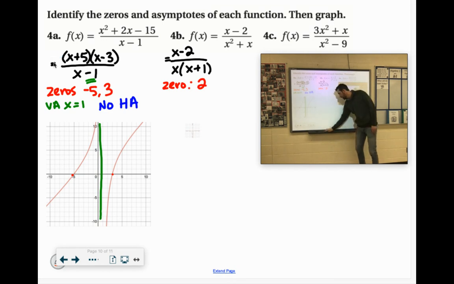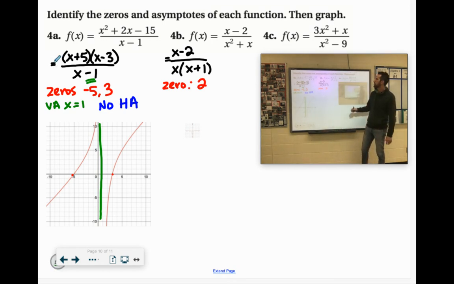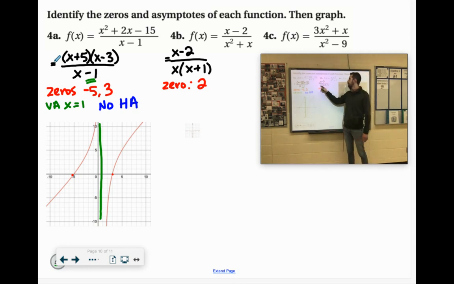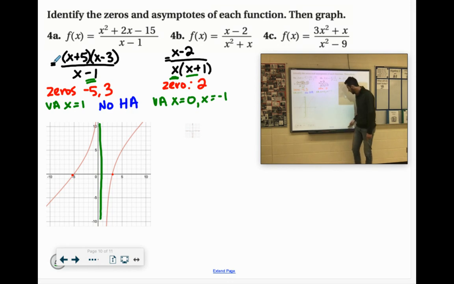And then let's see, our vertical asymptotes come from the denominator. I'm going to have x equals 0, right, out there. And then this x plus 1, I'm going to also have x equals negative 1. And then as far as the horizontal asymptote, remember if your degrees on the bottom are larger, then your horizontal asymptote is just y equals 0.